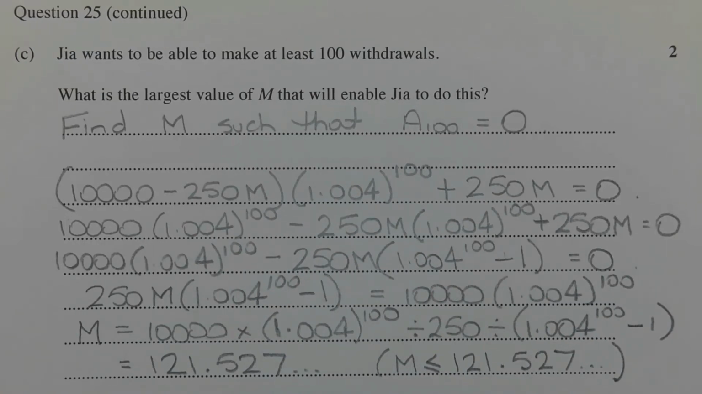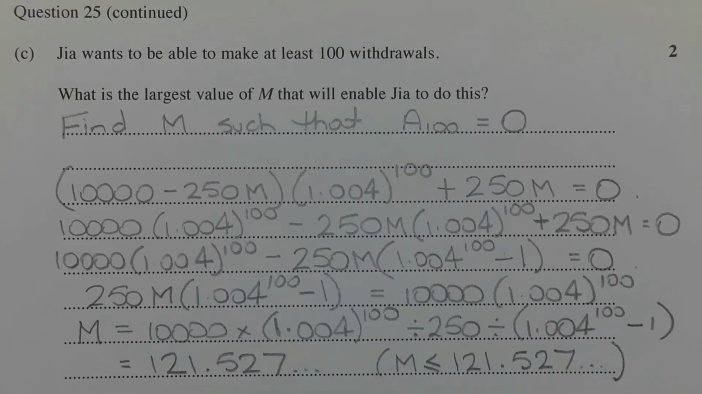Now we want to make M the subject of this equation. One way we can do that is to factorize 250M or negative 250M from this term and this term. This is a constant, which eventually will end up on the other side of the equation. So we have 10,000 times 1.004 to the power of 100 minus 250M outside of 1.004 to the power of 100 minus 1 in brackets is equal to 0.